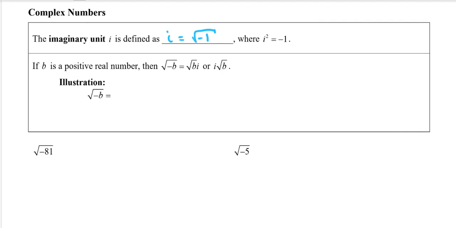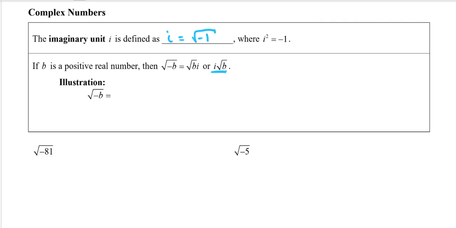So if b is any positive real number, then the square root of -b is equal to the square root of b times the imaginary unit, or the imaginary unit times the square root of b. It doesn't matter what order we do that in, but generally, things that are outside the radical, we put them in front. So this would be the preferred format, but they're both correct. And let's see why that is.